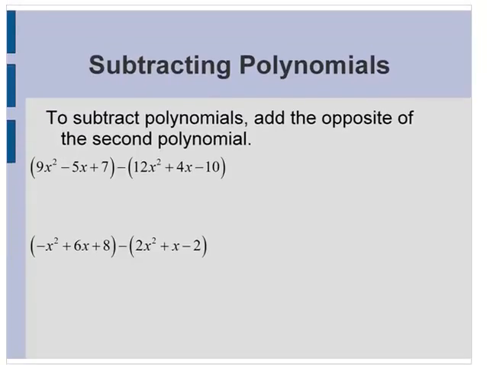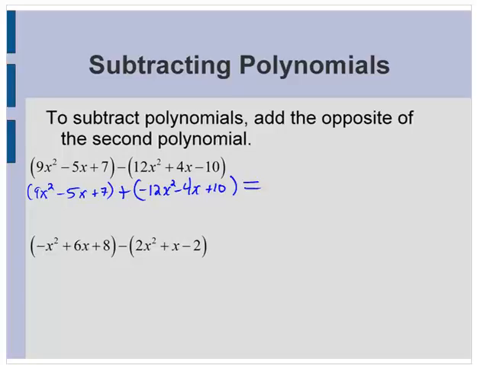To subtract polynomials, add the opposite of the second polynomial. It's the same as subtracting with regular numbers. Subtraction is addition of the opposite. So if we had 9x squared minus 5x plus 7, subtract 12x squared plus 4x minus 10, I would rewrite this as 9x squared minus 5x plus 7, add the opposite. And to find the opposite, I just change all of the signs. So I'd have a negative 12x squared minus 4x plus 10.